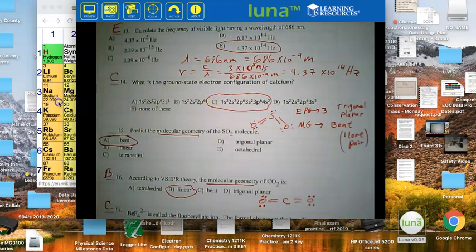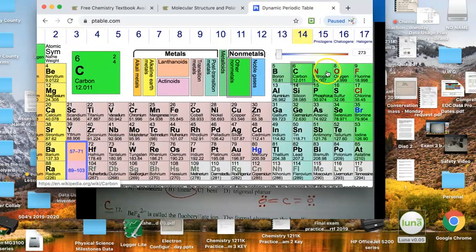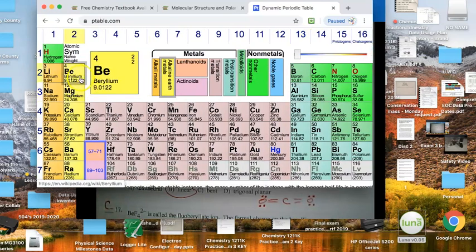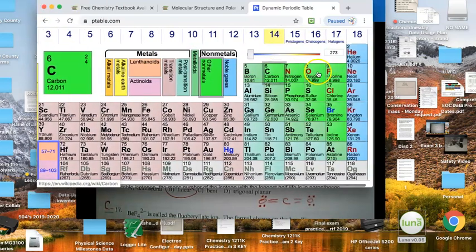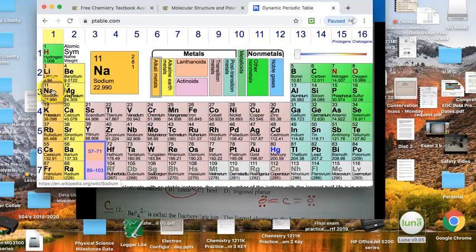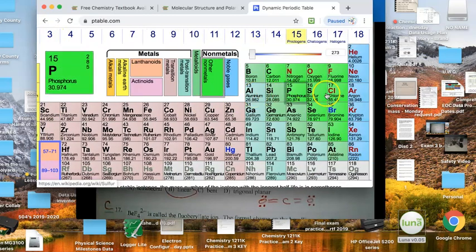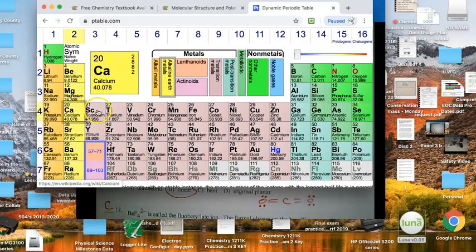But if you go through all of this, you can see it's going to be 1s2, 2s2, 2p6, 3s2, 3p6, and then 4s2. Get you to calcium.